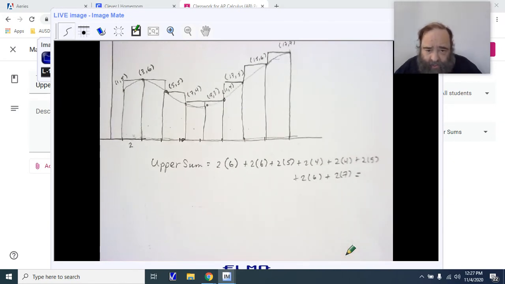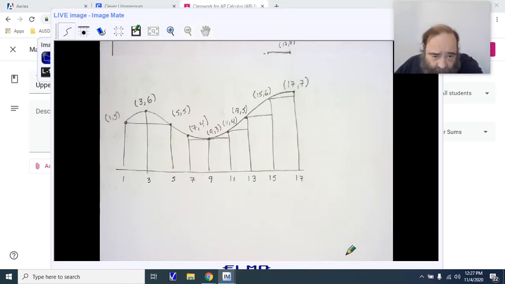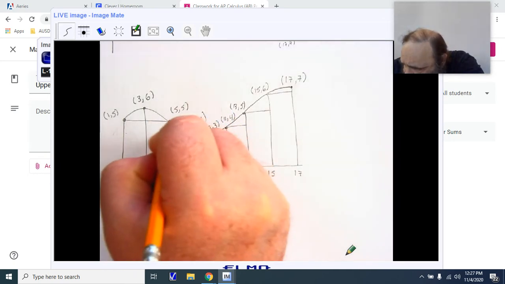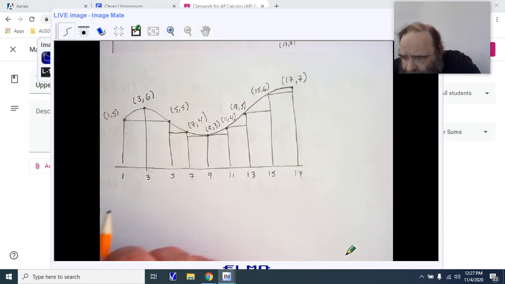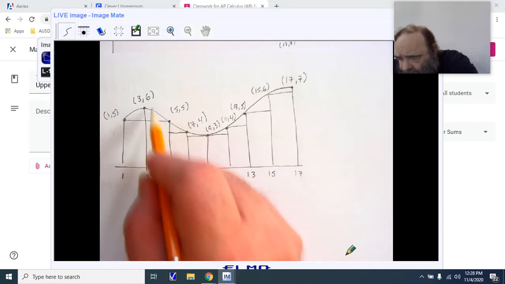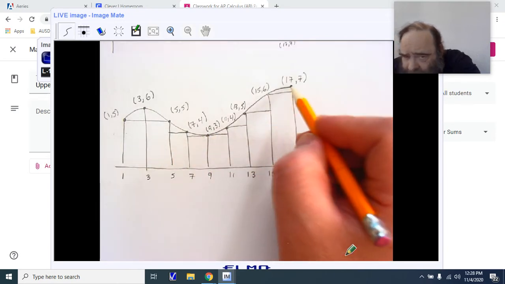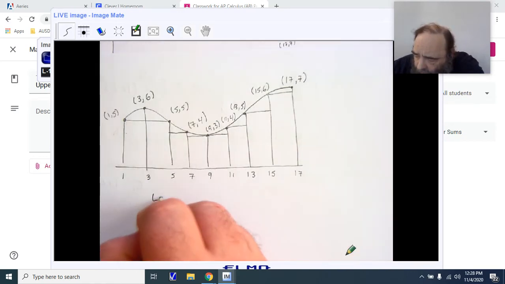Now to find a lower sum, lower sums require us to inscribe. So you'll notice that as I'm doing these rectangles, I'm always using my lower points. And that means when I'm at a decreasing segment, that's going to be the right point. And on an increasing segment, it's going to shift to the left point.